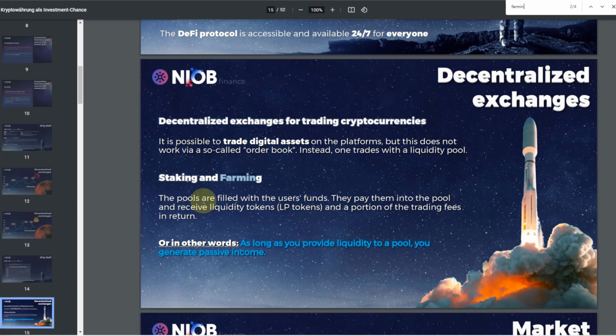Farming basically means that, when any decentralized exchange is starting, and they will start in a couple of weeks, a little bit less than that, then they will require liquidity in different pools that people can trade with. So basically, you as a Niob holder, if you participate in the pre-sale, you will be able to lock your tokens in a pool, and then for any trading or any swaps that take place, you will earn a portion of the trading fees. Plus, you will get Niob tokens as rewards.